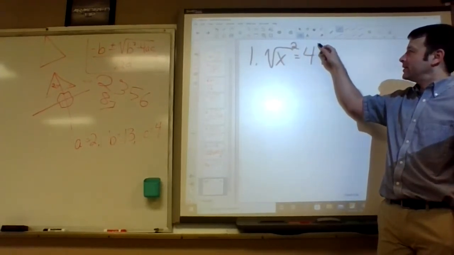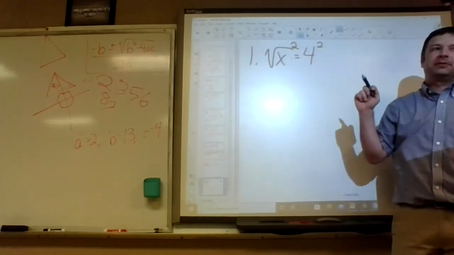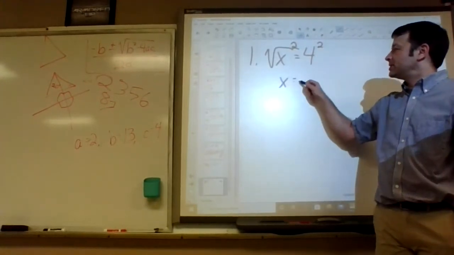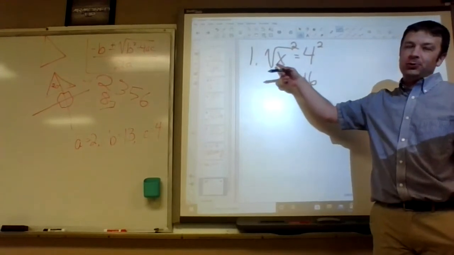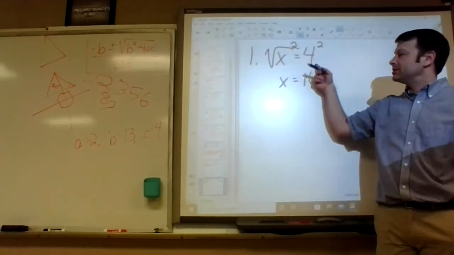But if you square the left side, you need to square the right side. 16. So x equals 16. If I plug that back in, does it work? Does the square root of 16 equal 4? Yes.